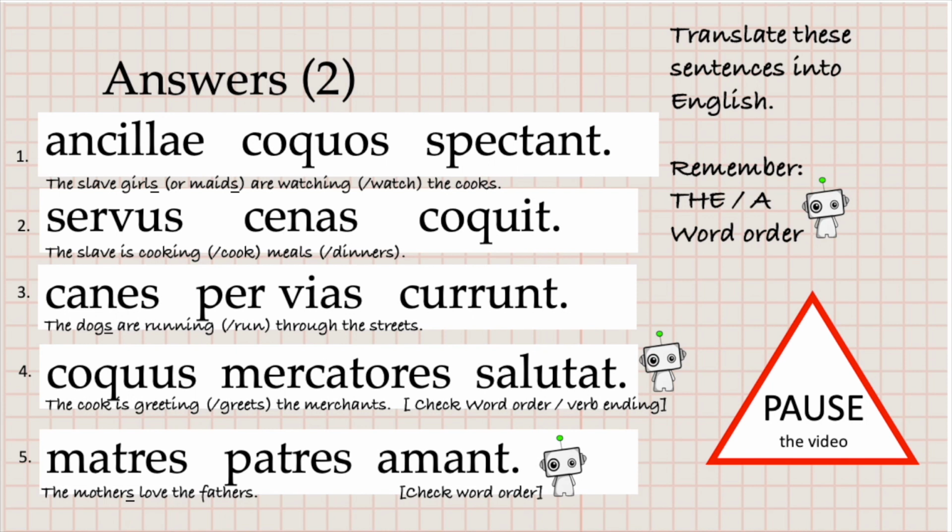Ancillae coquos spectant. The slave girls or maids are watching the cooks. Servus cenas coquit. The slave is cooking meals. Third one. Canes per vias current. The dogs are running through the streets. Fourth one. Coquus mercatores salutat. The cook is greeting the merchants. And fifth one. Matres patres amant. The mothers love the fathers.